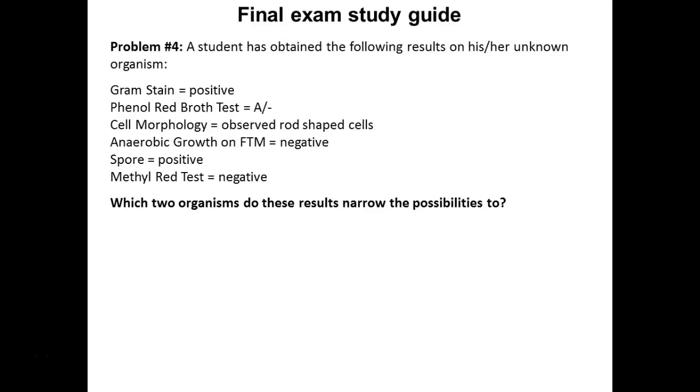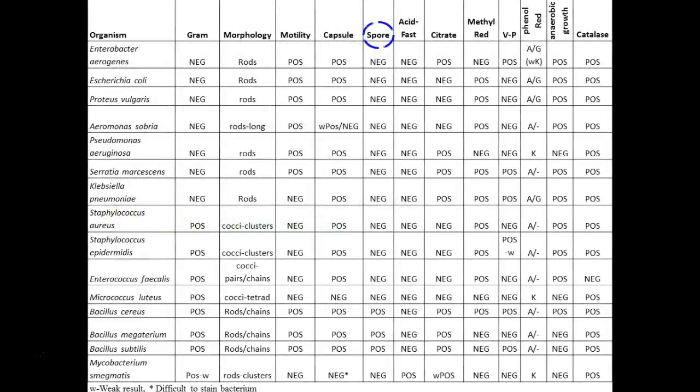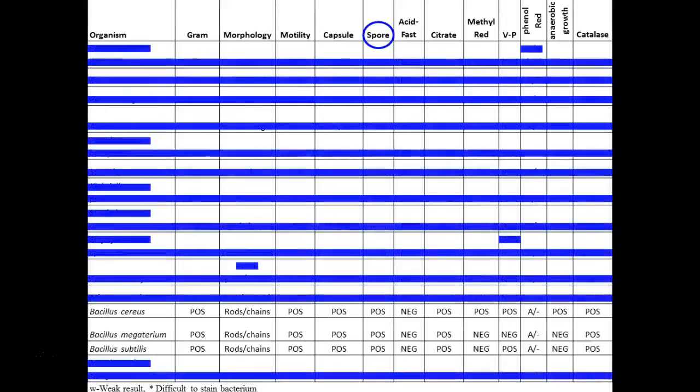So this one, with it being spore positive, we can narrow it down to the 3 bacilli. And then they give you one more test result, and we narrow it down to which 2 bacilli. Yeah, subtilis. It's actually subtilis, like subtle, but it's not subtle. Megaterium. Okay, so what test from the chart? We end up with spores, so we narrow it down to 3. Phenol red, we narrow it down to these 2, and the anaerobic growth.